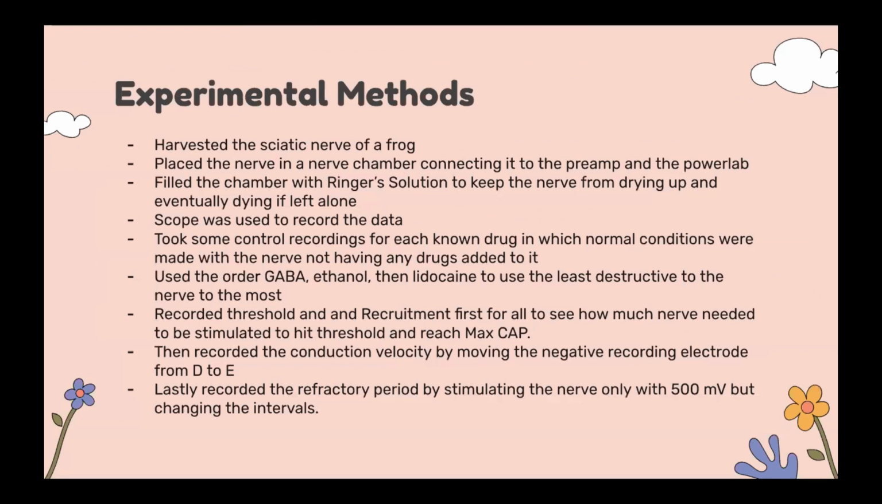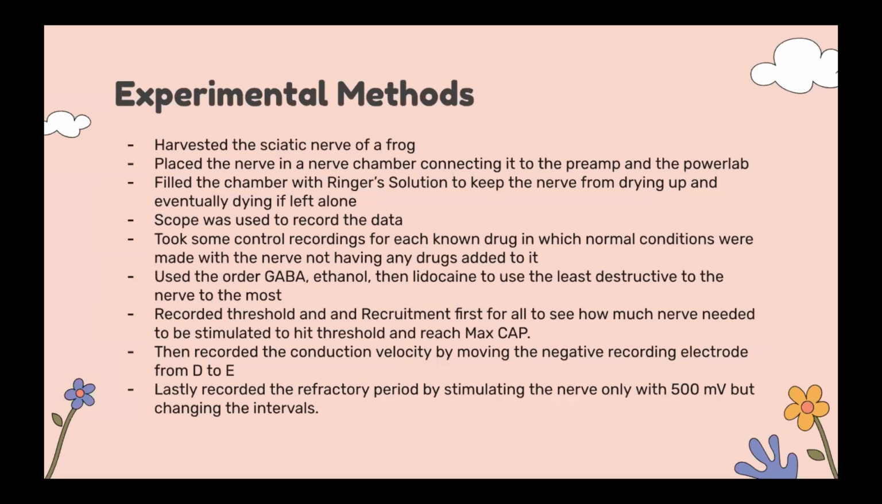How did we test these drugs? We first harvested the sciatic nerve of a frog. We placed it in a nerve chamber, which was connected to the preamp and the power lab. We filled up the chamber with Ringer solution, which was used to keep the nerve from drying out and from dying if it was left alone. We used scope to record our data.